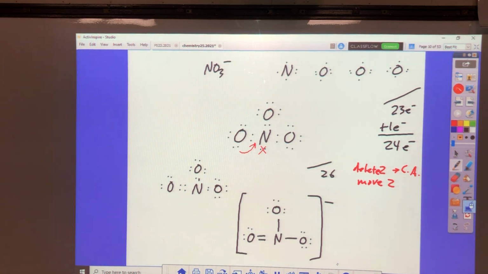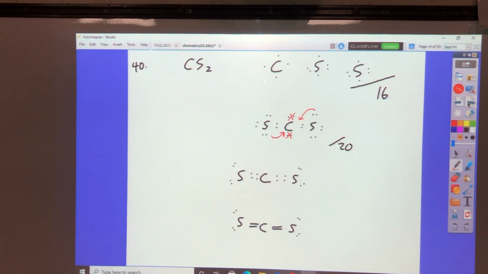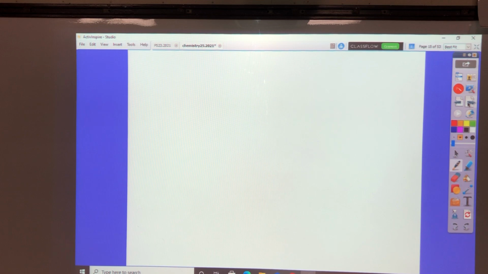Let's see if I have time for one more. It's pushing it. Let's see what it is. But we can also go quicker as long as it doesn't have anything new in it. CS2. Okay, it's not too bad. CS2.